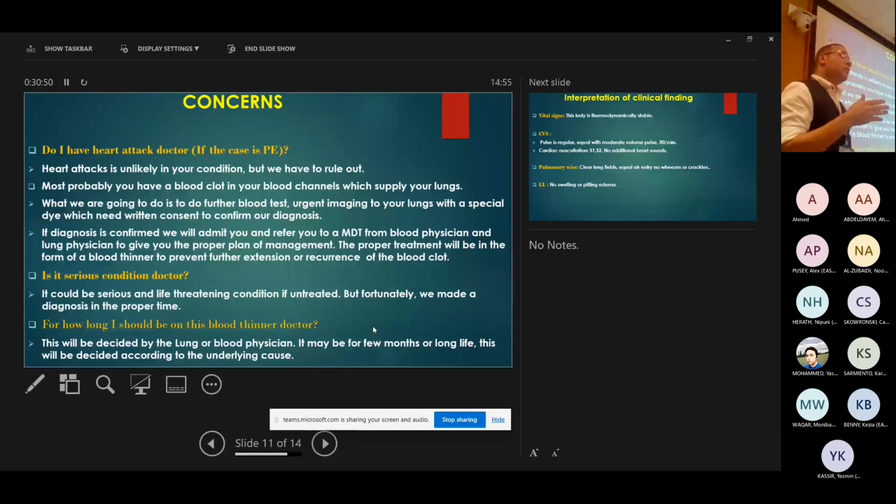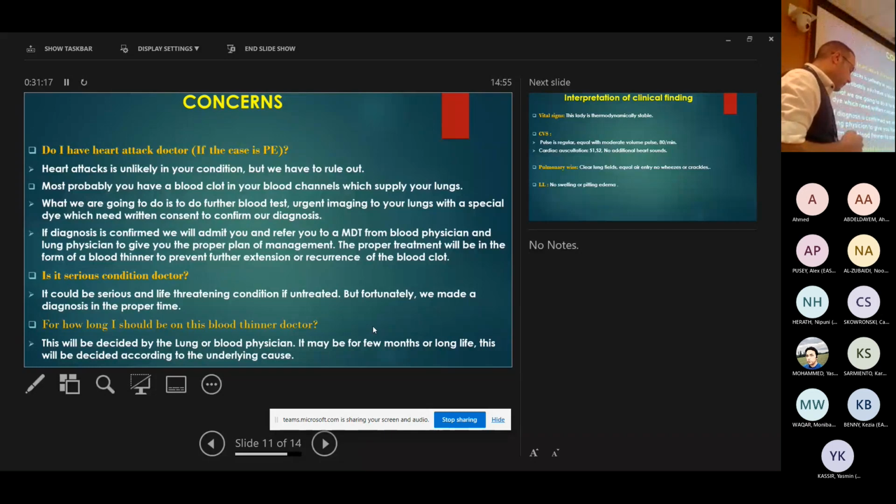So if the diagnosis is confirmed, we are going to put you on a blood thinner for some time, maybe for weeks, sorry, not for weeks, for months or maybe forever, according to the underlying cause. Of course, if it is provoked or unprovoked, but you don't have to go into these complicated details with the patient. Okay. Is it a serious condition, doctor?